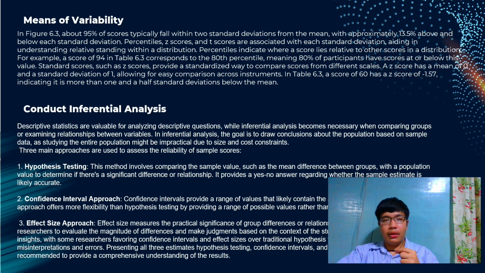So it means that if the score 94 is at the 80th percentile, the one who got the score of 94 is above 80% of the people that took it, while still below 20% of the participants.